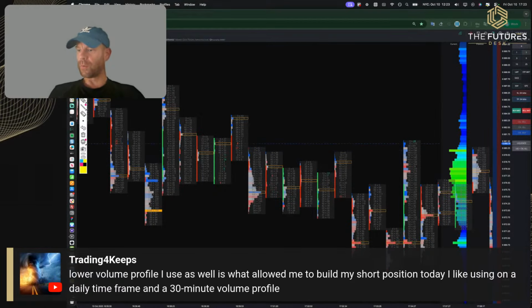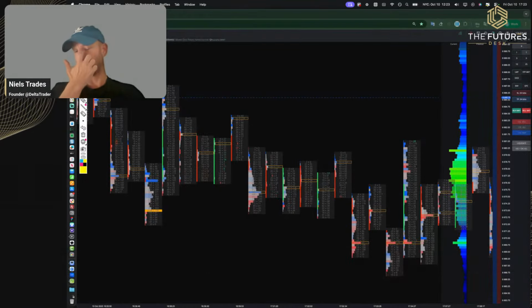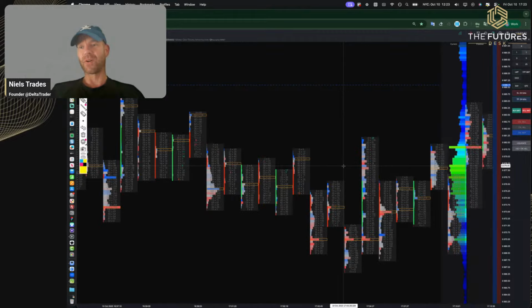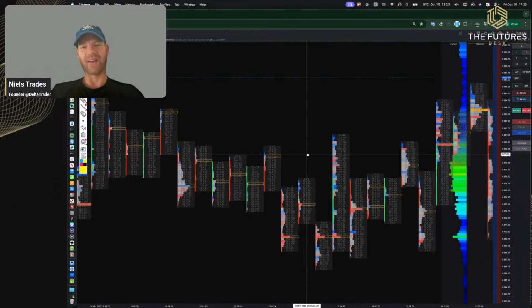Yeah, lower volume profile use as well is what allowed me to build my short position today. Yeah, that makes a lot of sense. It can give you a bit of a bigger time frame to lean on, right? And yeah, I do that too. Right now I'm just showing the footprint because my resolution was too high, so no one could read the numbers. So I closed all the other charts.